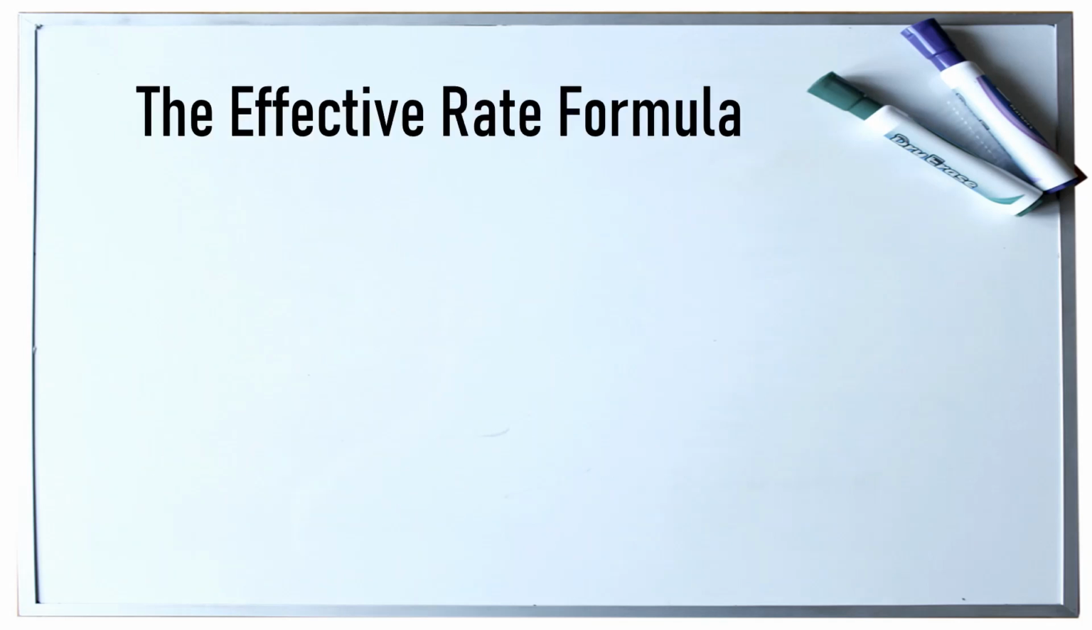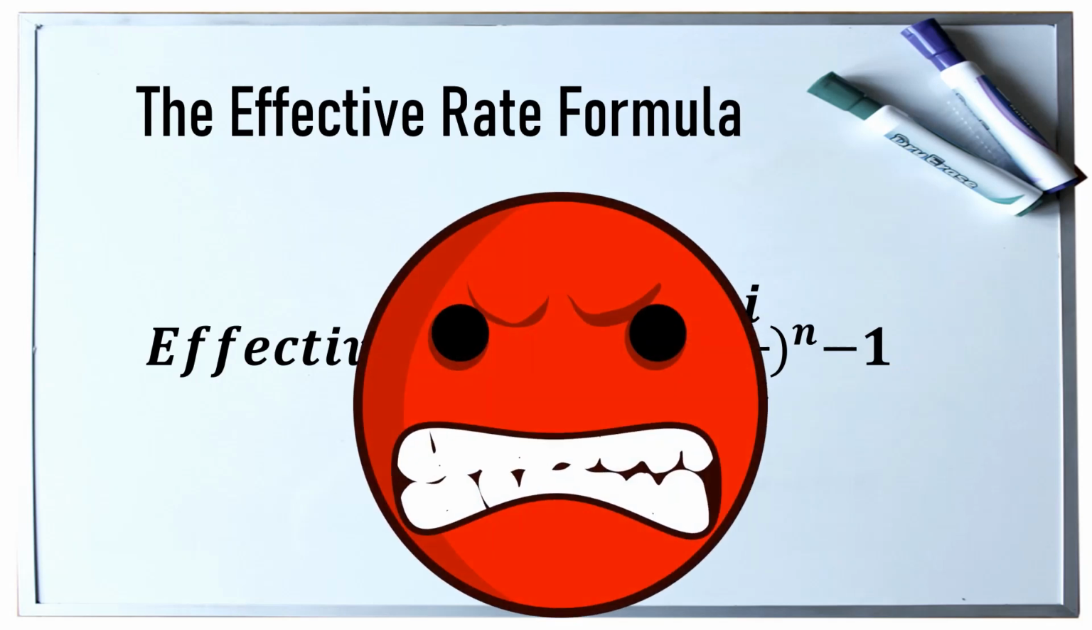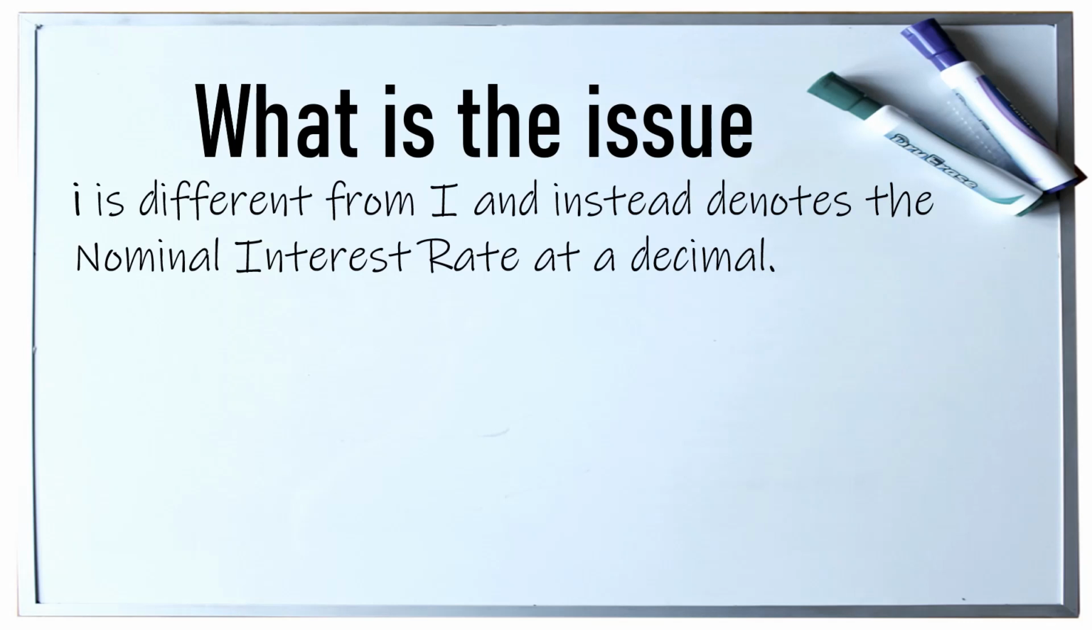There are different ways of writing the effective rate formula. This is one of my least favourite ways that it can be written. It may look simple and elegant, but it has some problems with it. The issue is what the letters represent in the formula. The lowercase i is different from capital I. Capital I, as we know, represents interest. Here it represents the nominal interest rate, but as a decimal.